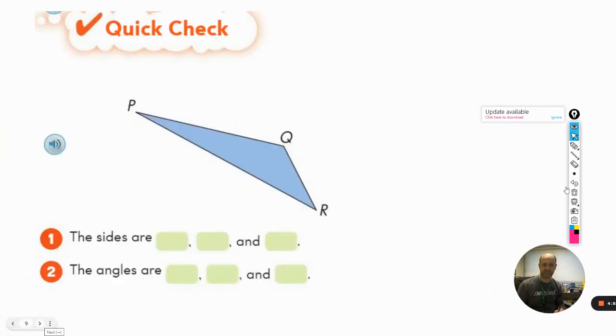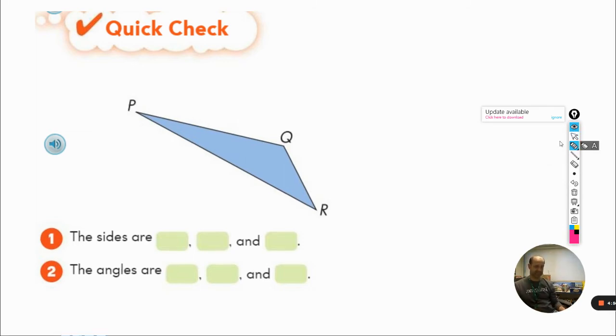Okay, this one here is just asking you to name the sides and name the angles. Pause me, because I'm going to do this in about 5 seconds after you work, and restart me. Okay, pause.